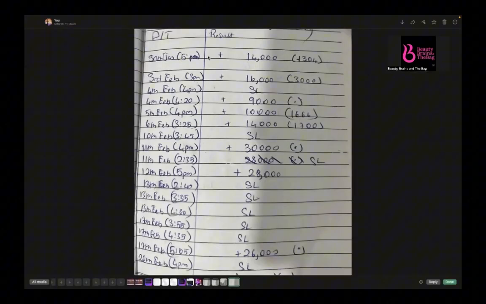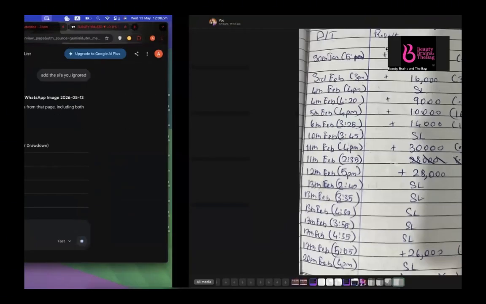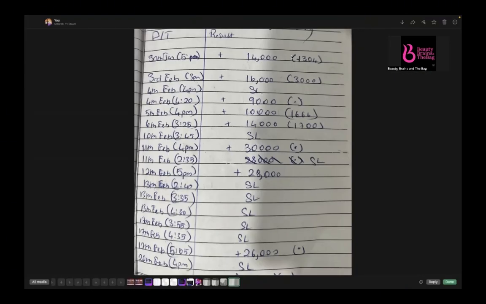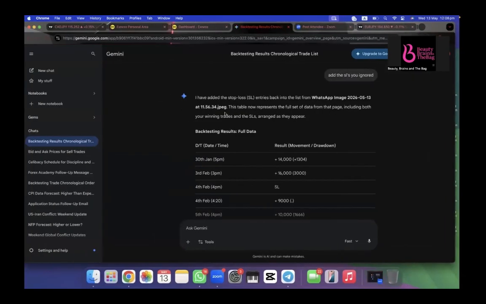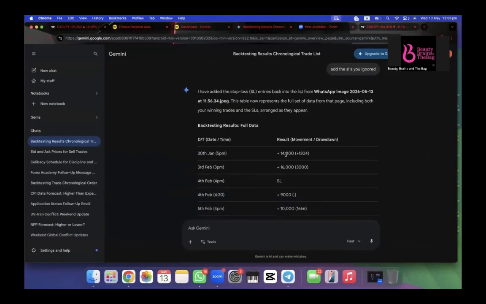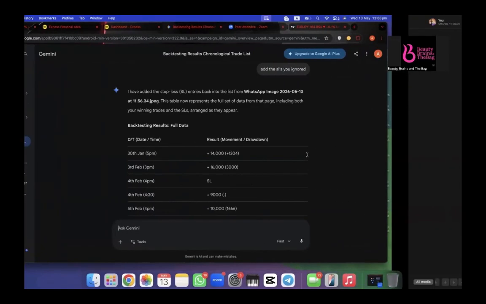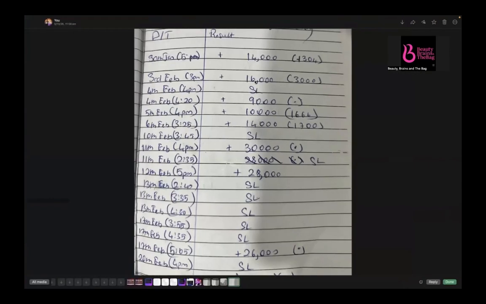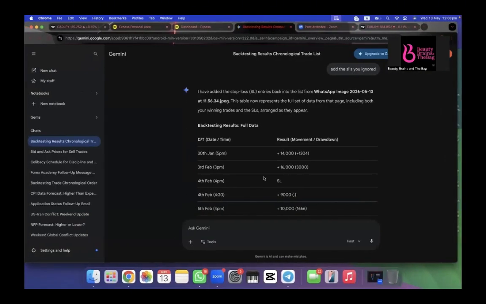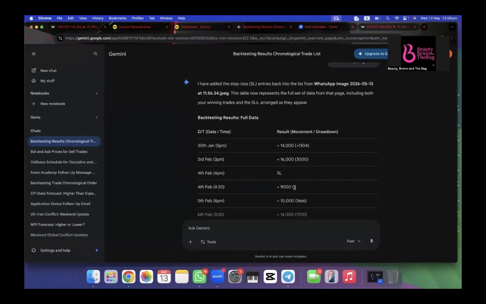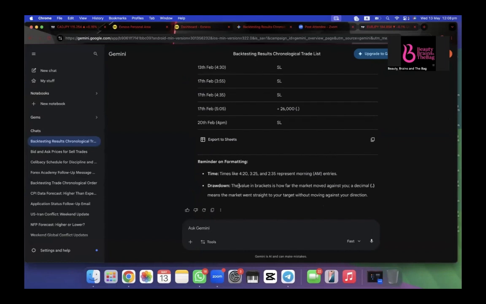So the first trade we had here was 14,000 bracket 1304. Okay, this is 1304. That means this is 13 pips, not 3. So 140 pips, then 13 pips it moved against before it moved by 140 pips. Then the next one, 16,000, 3,000. Then the next one, SL, the next one, 9,000 decimal points. So you see it has cleaned everything and it has actually arranged it for me.